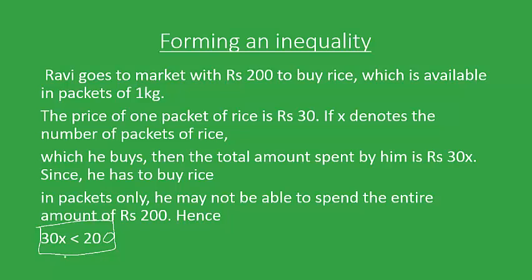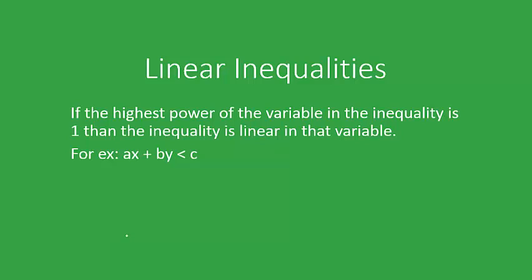Next we go on to introduce linear inequalities. We are going to learn how to solve a linear inequality only in this video tutorial, not the various other ones like the quadratic ones. If the highest power of the variable in the inequality is 1, then the inequality is linear in that variable. You can have more than one variable, but the highest degree of each variable should be 1. Here we have two variables, x and y, and the highest degree of x is 1 and of y is also 1. So basically this is a linear inequality.